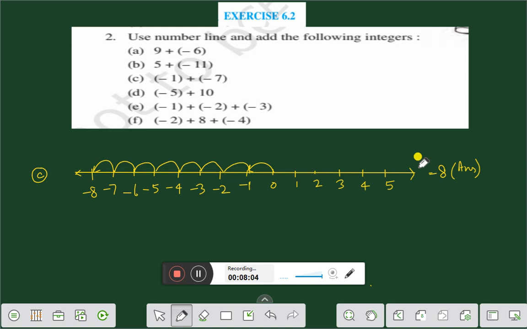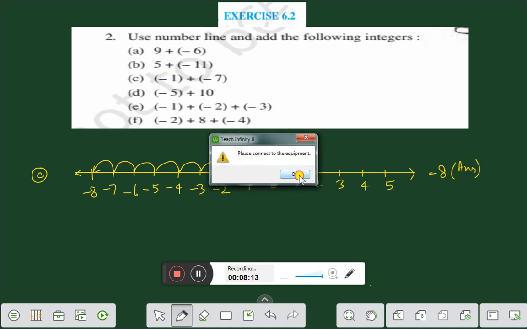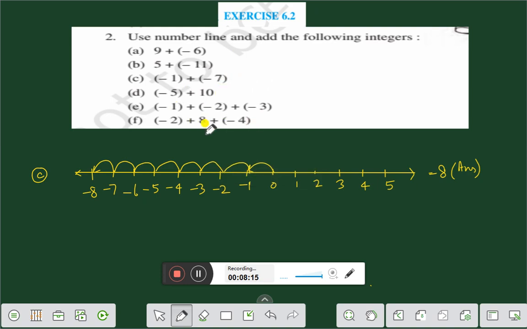Once again we are repeating question number C, that is minus 1 plus minus 7. Minus means on the left side we have taken 0 to minus 1 here. And minus 7 means left side 7 numbers. From here we will count 1, 2, 3, 4, 5, 6, 7. Therefore the answer is minus 8.